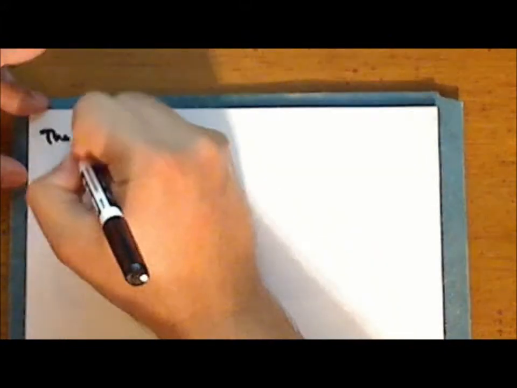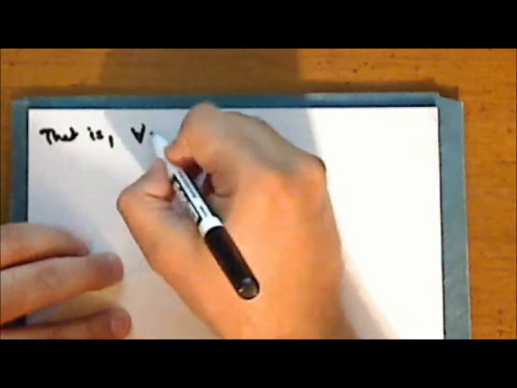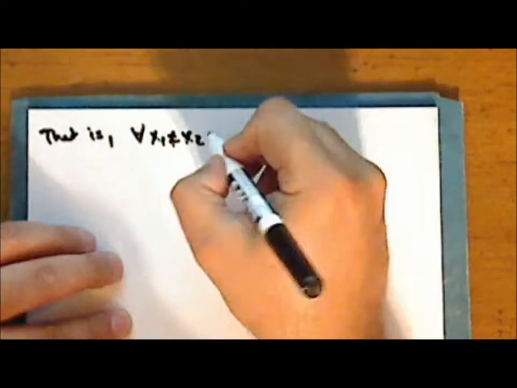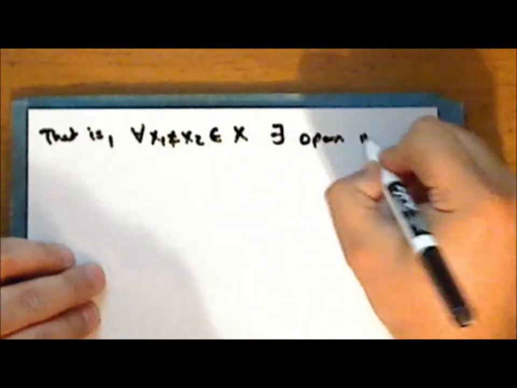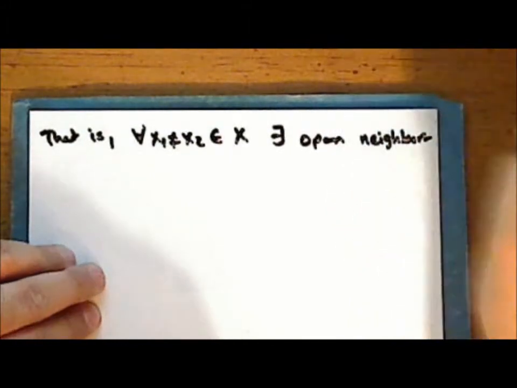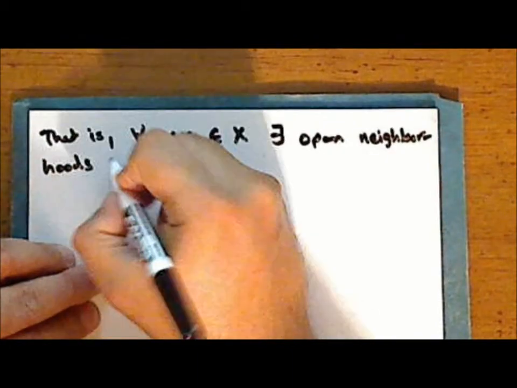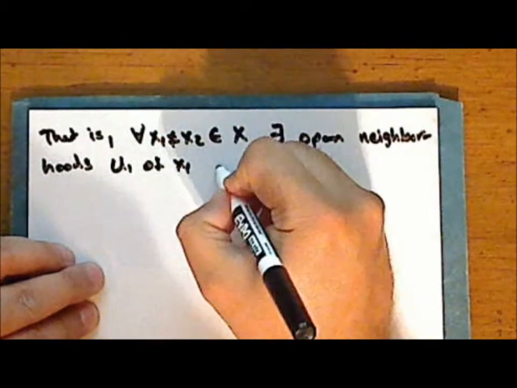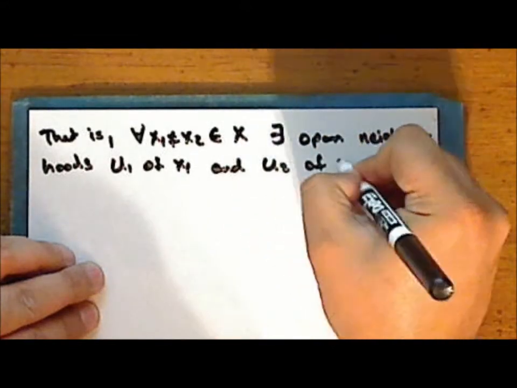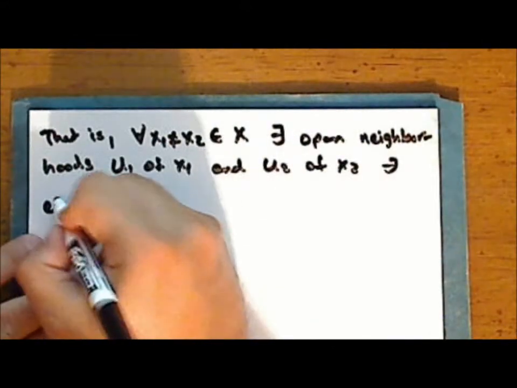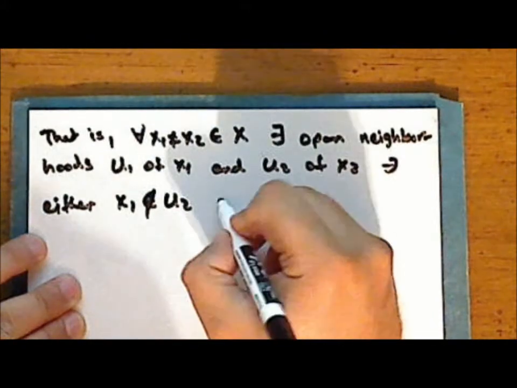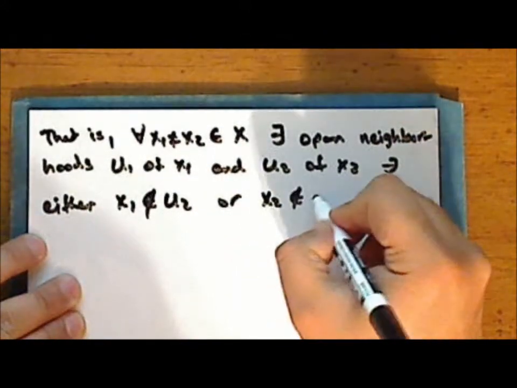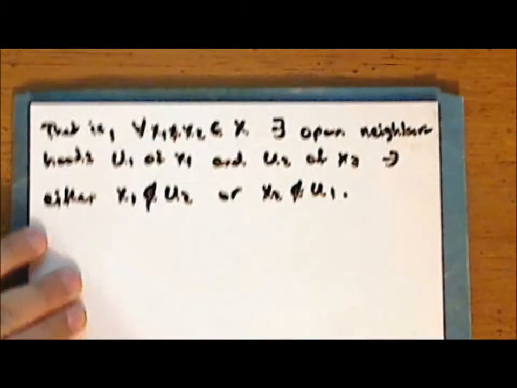That is, for every pair of distinct points x of 1 not equal to x of 2 in the space X, there exist open neighborhoods u sub 1 of the point x of 1 and u sub 2 of the point x of 2 such that either the point x of 1 is not in the neighborhood u sub 2 or the point x of 2 is not in the neighborhood u sub 1 of the point x of 1.